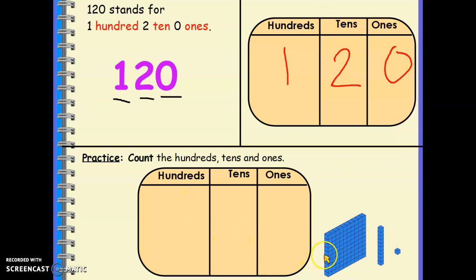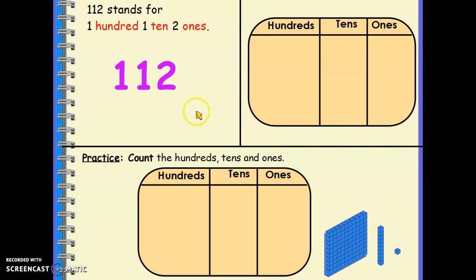So let's count down here. How many hundreds do we have? We only have 1. How many tens do we have? We have 2 tens. That's 1 ten, 2 tens. How many ones do we have? We have 0 ones. So here is our number 120. So this here represents 100, 110, 120.